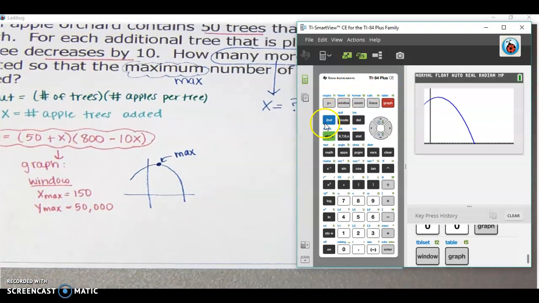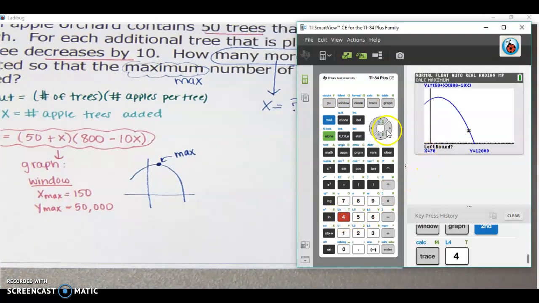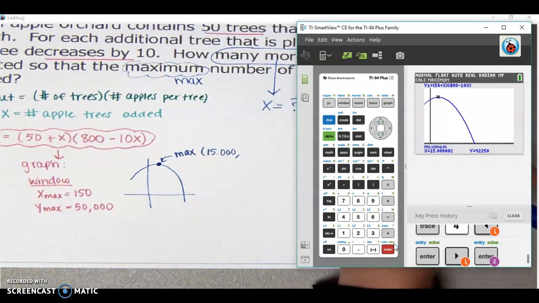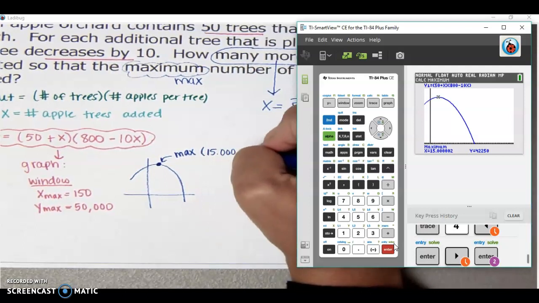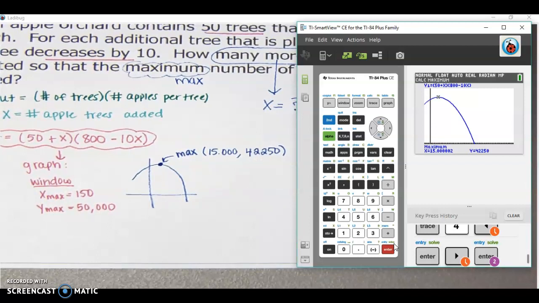So on the calculator, remember you're going to go to second, trace, and you want number 4, which is maximum. Left bound, so you got to be somewhere over here on the left side. So move it to the left, and then hit enter, and then move it to the right, hit enter, and then it says guess, you can hit enter one more time. So that maximum is at 15.000 and 42,250.